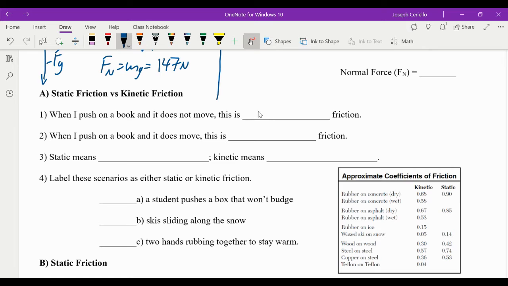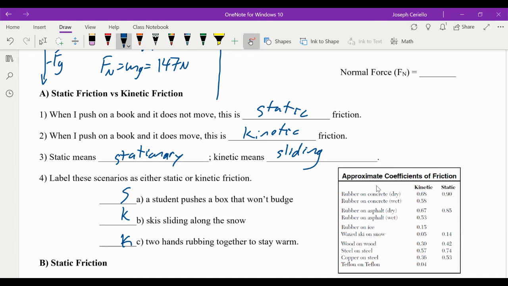When I push on a book and it does not move, this is static friction. When it does move, this is kinetic friction. Static obviously means stationary. Kinetic means moving, but most specifically here, I think sliding is a better way to put it. So if a student pushes on a box that won't move, that's static. Skis sliding, that's kinetic. Hands rubbing, that's kinetic.